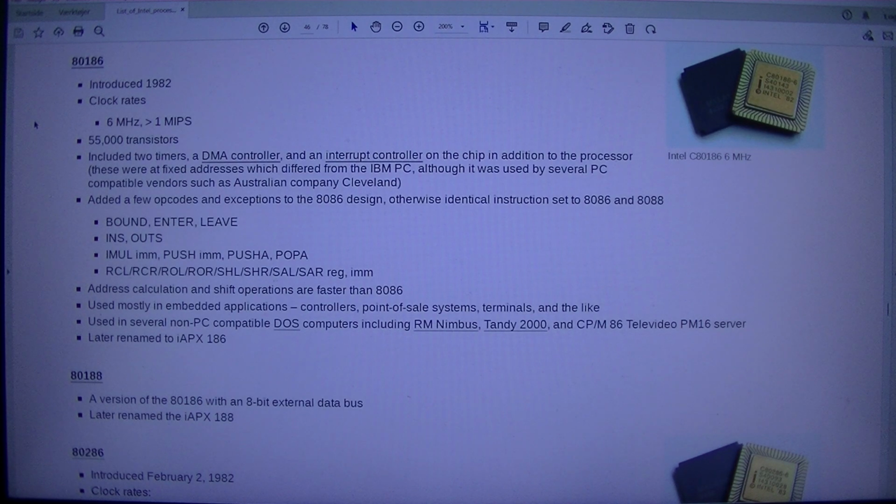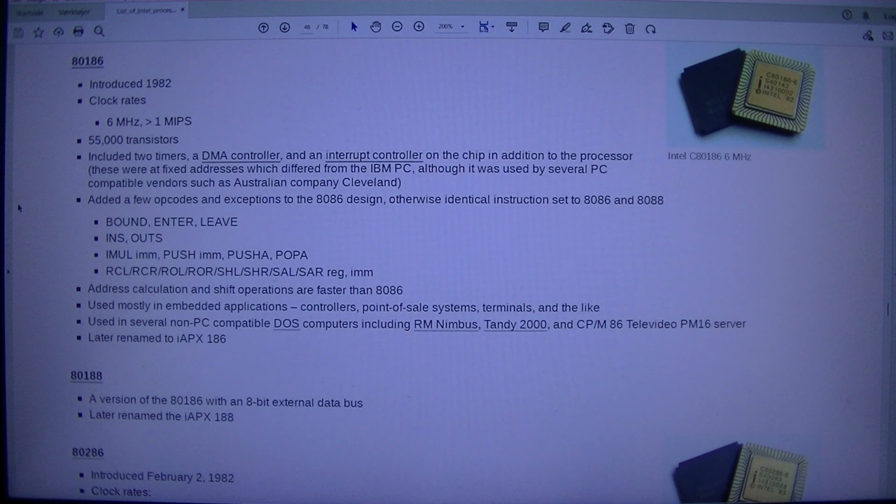55,000 transistors. Included 2 timers, a DMA controller, and an interrupt controller on the chip in addition to the processor. These were at fixed addresses which differed from the IBM PC, although it was used by several PC-compatible vendors such as Australian company Cleveland. Added a few opcodes and exceptions to the 8086 design, otherwise identical instruction set to 8086 and 8088: BOUND, ENTER, LEAVE.